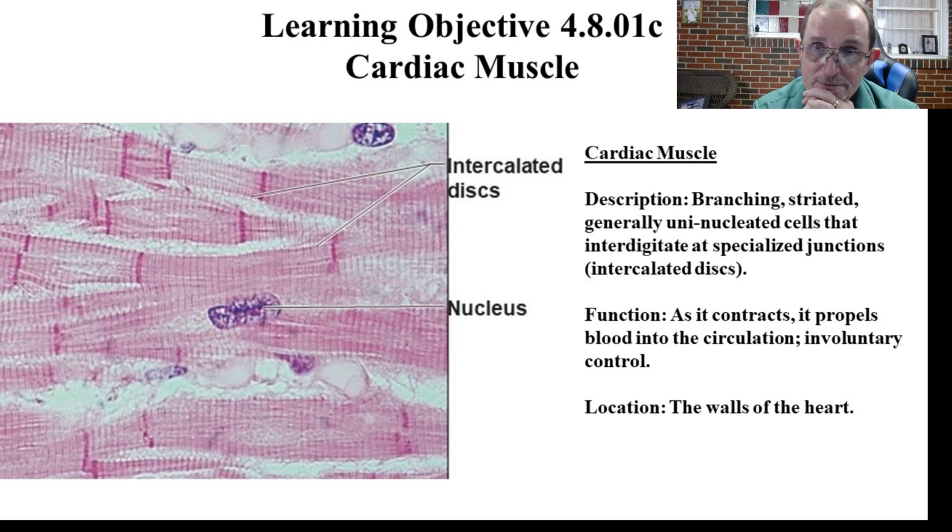This guy is in the walls of the heart. The reason these guys are connected together is because we don't want them to pull apart. And the reason they have gap junctions is because they need to all squeeze at the same time to push the blood out.